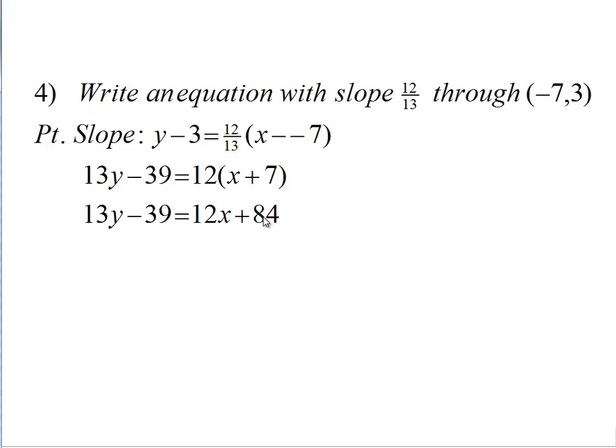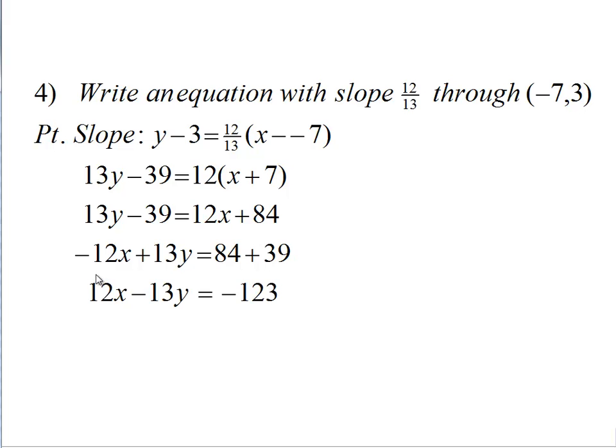And then let's put it in standard form. So I'm going to move my 12x by subtraction. So I have negative 12x, 13y, and I want my numbers on this side, so I add 39 to the right side. Okay, now with standard form, we need to start with a positive instead of a negative. So this 12 turns positive, 13 turns negative, and 84 plus 39 is 123, and it turns negative. We're changing all of our signs. 12 turns positive, 13 turns negative, and 123 turns negative.